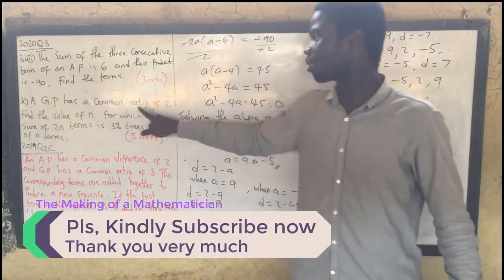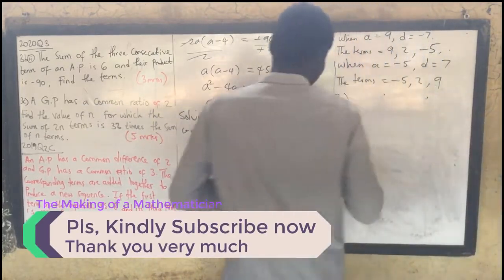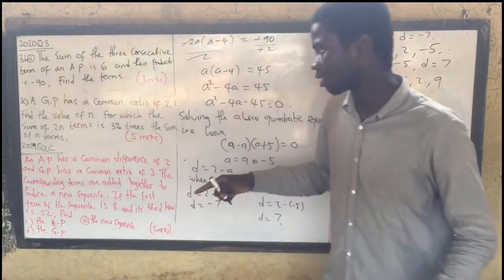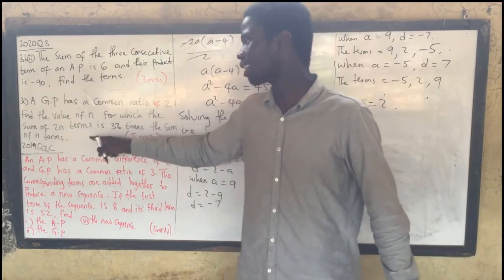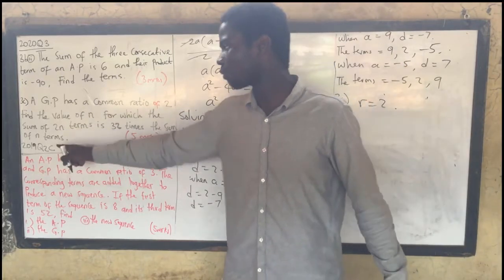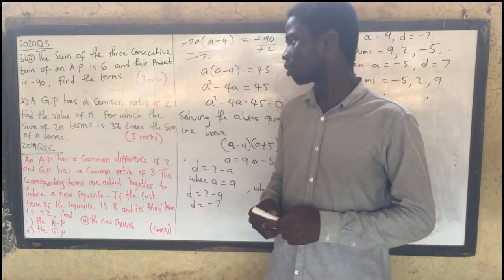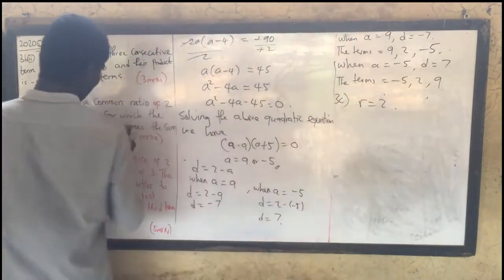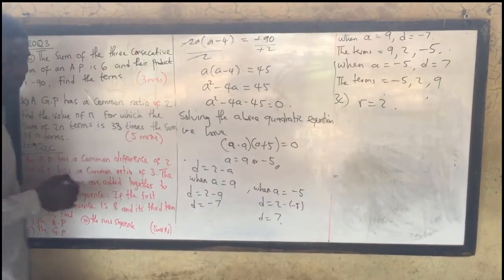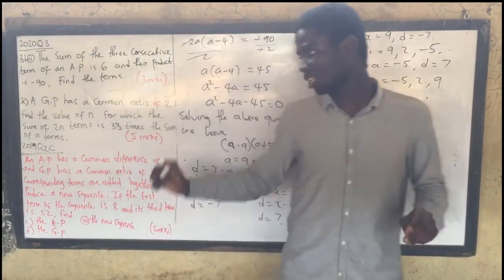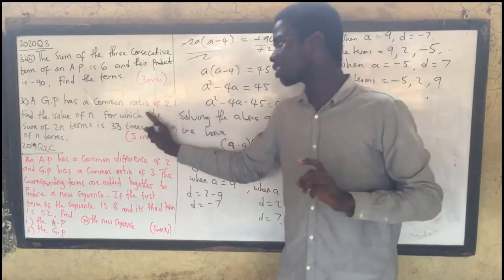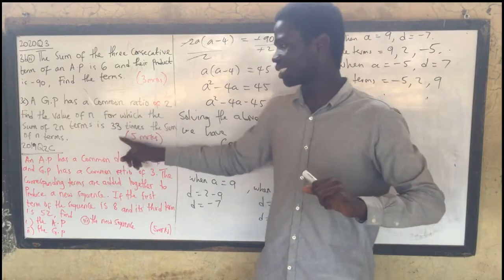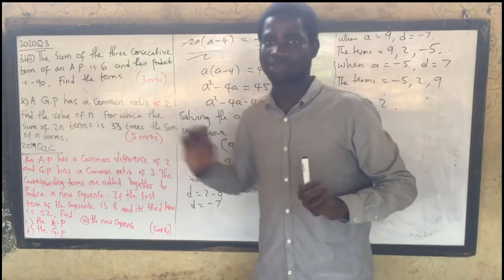A GP has a common ratio of 2. Find the value of n for which the sum of 2n terms is 33 times the sum of n terms. It's actually 33 times. So now, what does this mean? This means that the sum of 2n terms is 33 times the sum of n terms.